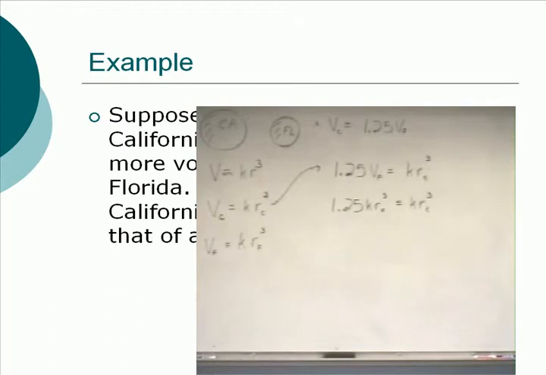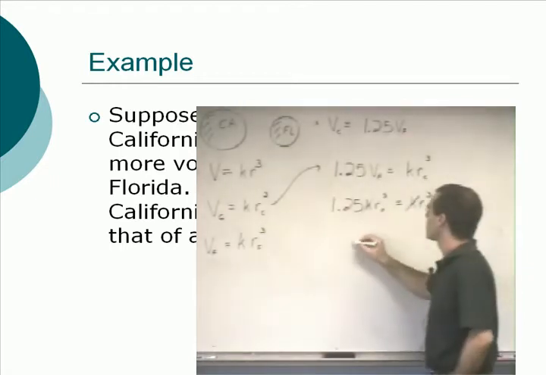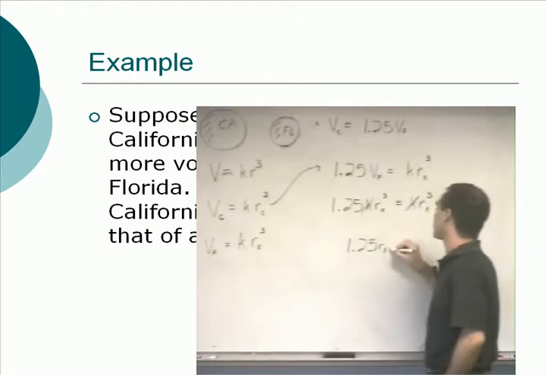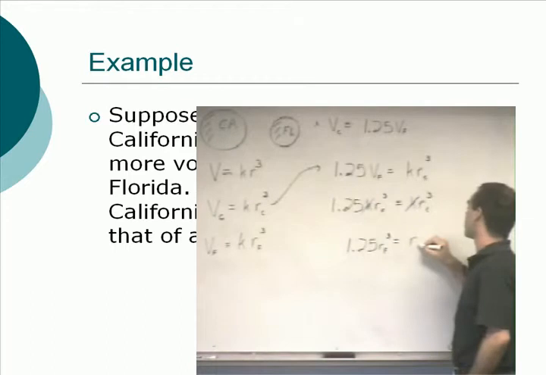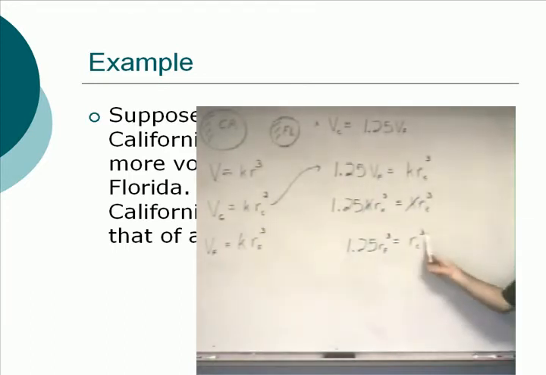Okay, stop there for a minute. We took the volumes out and put in the radii, because that's what we want to find how they're related. Now what happens to your K's? They cancel off. So we get 1.25 times the radius of the one from Florida cubed equals the radius of the one from California cubed. Well, we want to solve for the size of the one from California. That was the original question.